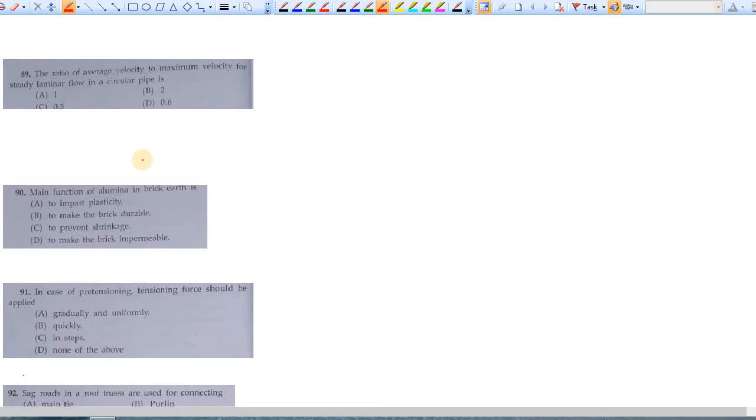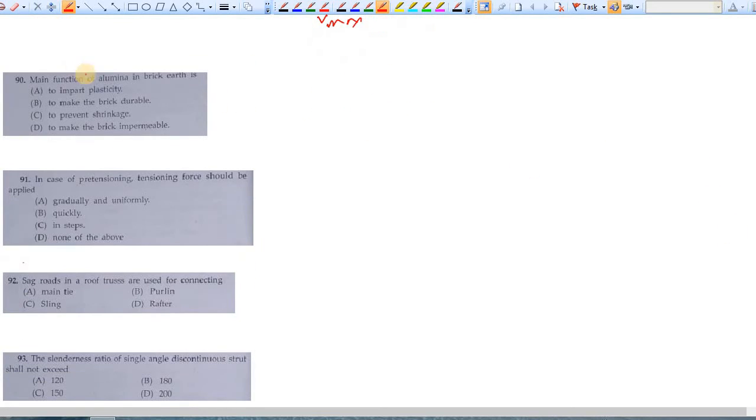Next is the ratio of average velocity to maximum velocity for steady laminar flow. Well, this is simple. V average is always half times V max. So the average divided by your max is coming as 0.5. So C is the correct answer.